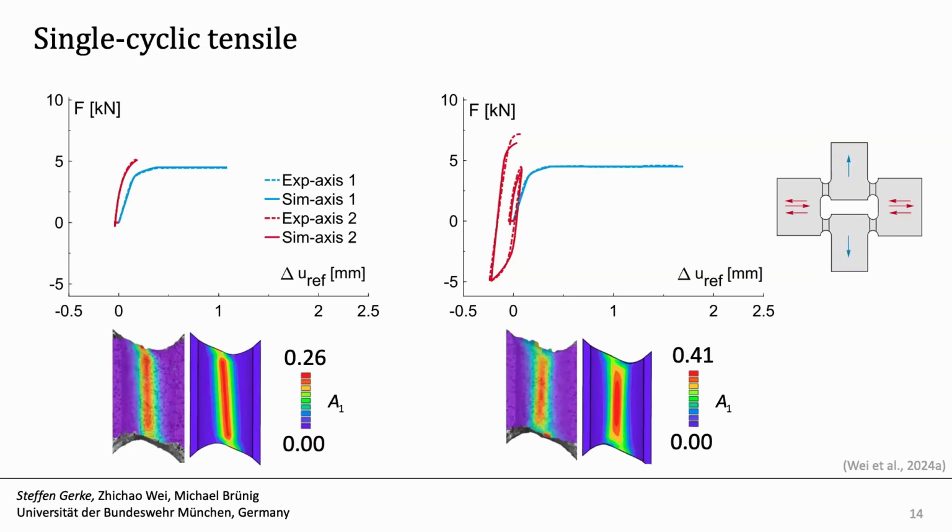Single cyclic tensile. This experiment is a lot more difficult to realize, because if you load until you have significant plastic deformation in the shear axis, it's very difficult to do cycles in the plastic regime in the tension axis, because you can apply a lot less displacement in tension direction.